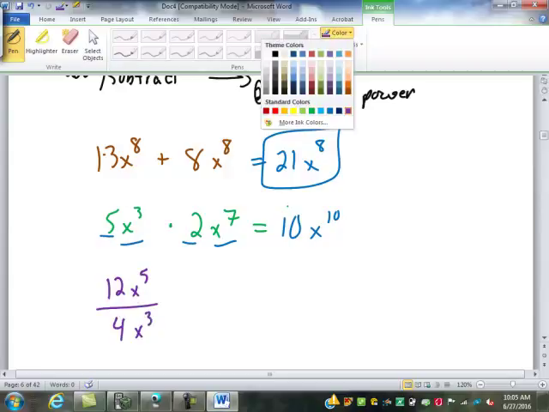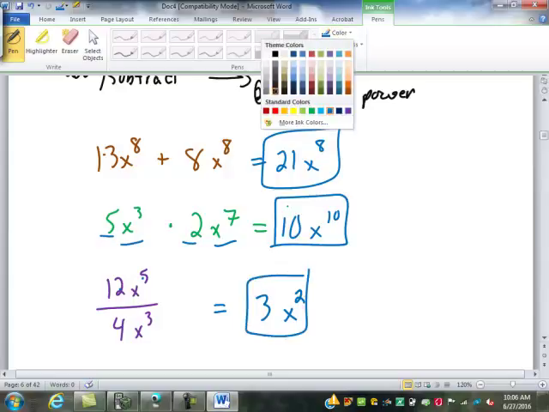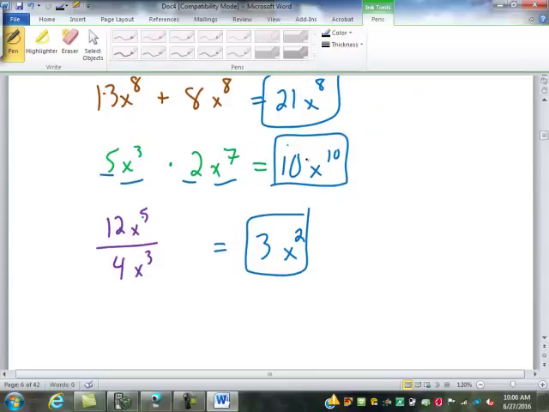If I am dividing, again, do I need the same name? No. I'm just going to divide the counts. 12 divided by 4 is 3. And then I'm also going to divide the names. X to the 5th divided by x to the 3rd. When I am dividing, I subtract the powers. 5 minus 3 is 2. So that's kind of a review of our last couple of classes.